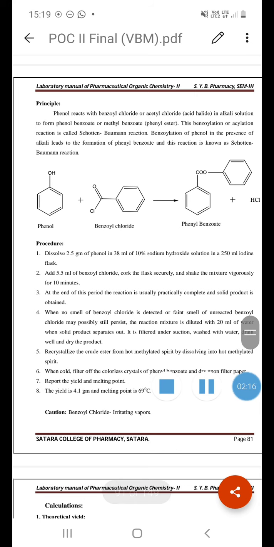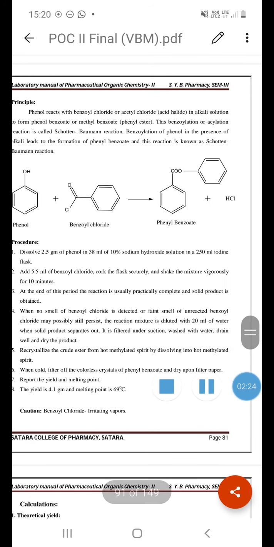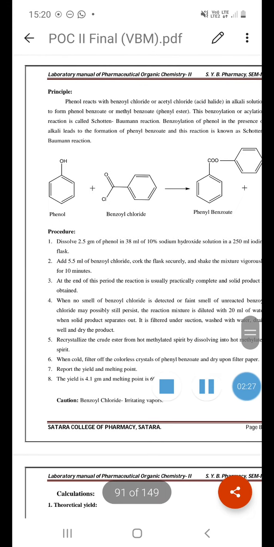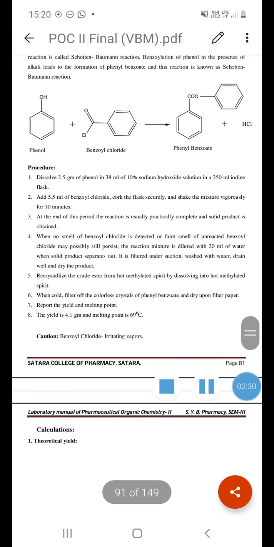Then see this reaction: phenol reacts with benzyl chloride in the presence of alkali. There is a formation of phenyl benzoate. The next is the procedure for the preparation, or synthesis, of phenyl benzoate. First step, dissolve 2.5 gram of phenol in 38 ml of 10% sodium hydroxide solution in the iodine flask. The next step, add 5.5 ml of benzyl chloride.